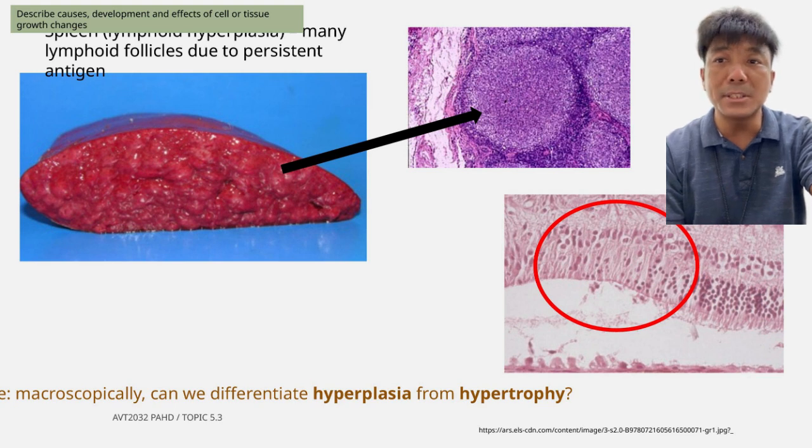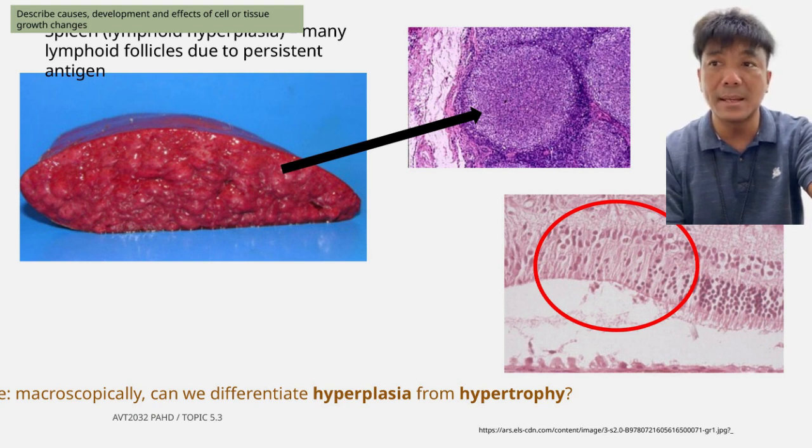Lymphoid hyperplasia in the spleen involves an increase in lymphoid follicles due to persistent antigen exposure. This condition is characterized by an immune response leading to the proliferation of lymphocytes. Macroscopically, hyperplasia can be distinguished from hypertrophy by the increase in cell number rather than cell size, which is crucial for accurate diagnosis and treatment planning.